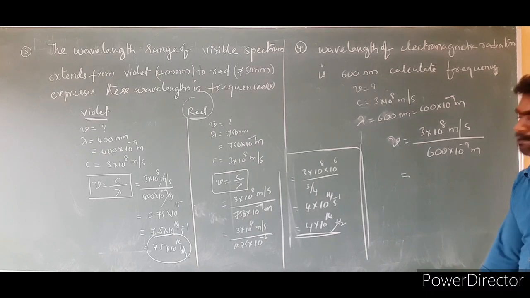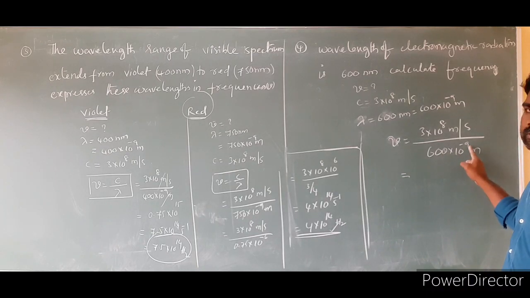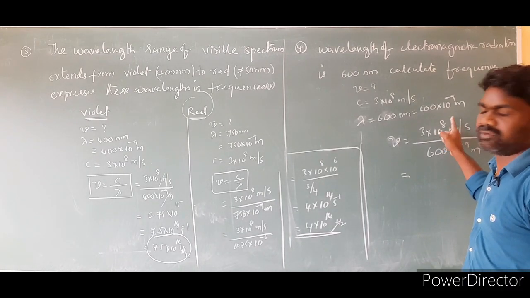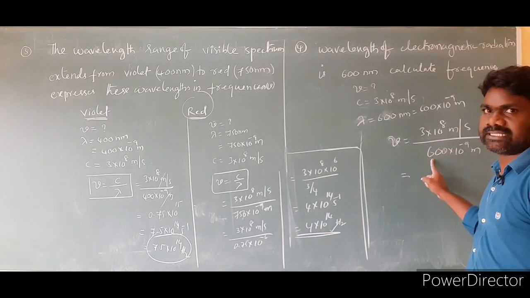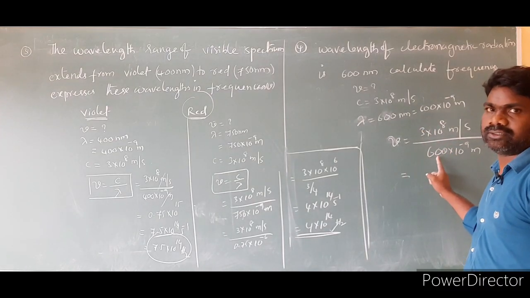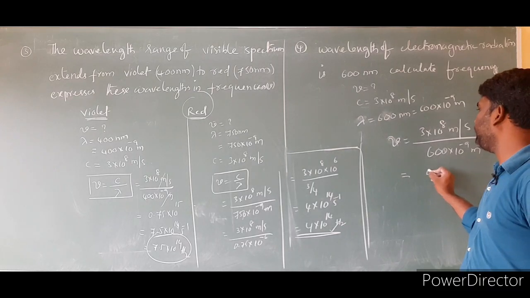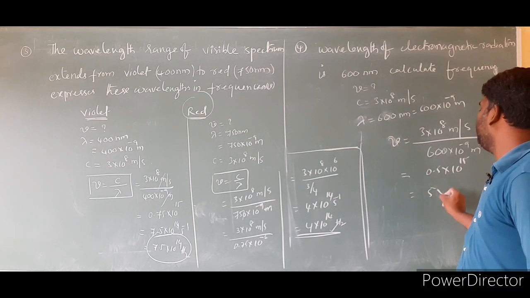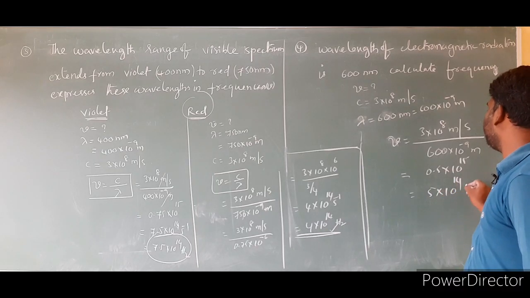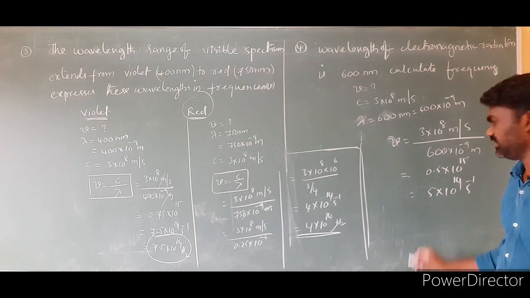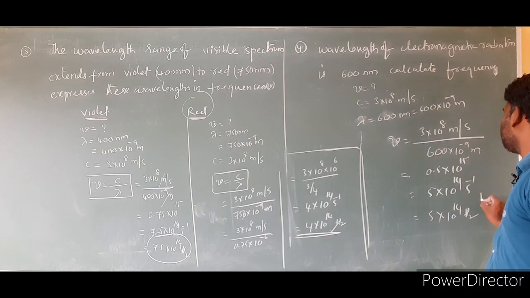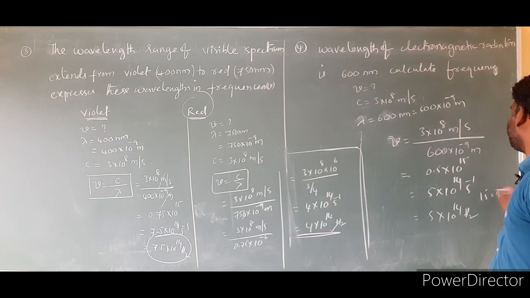Upon simplification, the two zeros, minus 2, will cancel. Here we have 10 power minus 7, transposed to the numerator it will become 10 power plus 7. 10 power 8 times 10 power 7 gives 10 power 15. 3 by 6 is 1 by 2, in the sense 0.5. 0.5 into 10 power 15 is equal to 5 into 10 power 14 second inverse, or 5 into 10 power 14 hertz, because 1 second inverse is equal to 1 hertz.